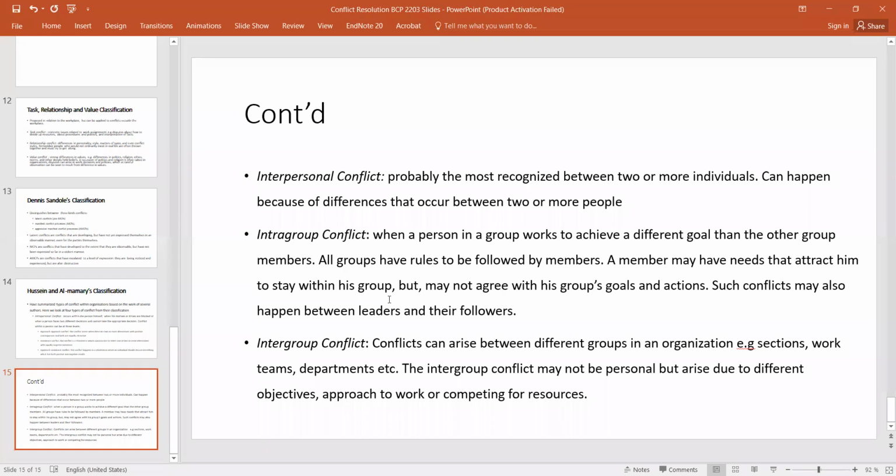It might be groups within an organization, for example. There might be different departments, there might be different work teams, but they are groups. And these groups are having conflict between the groups. It may not be personal, but it's because they have different objectives that each group is trying to meet, or they might have different approaches to work, or they might be competing for resources. School of Psychology might be conflicting with social sciences because they are competing for space, for example. Two groups having a conflict between them.